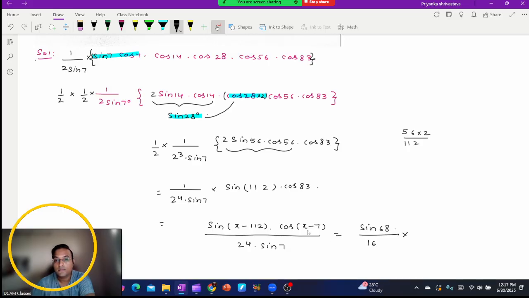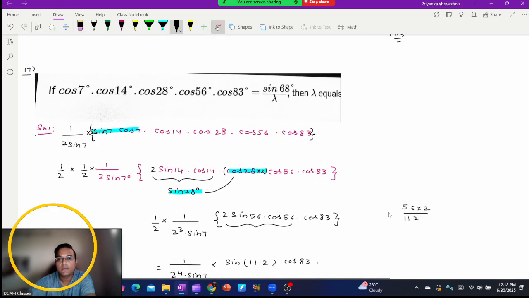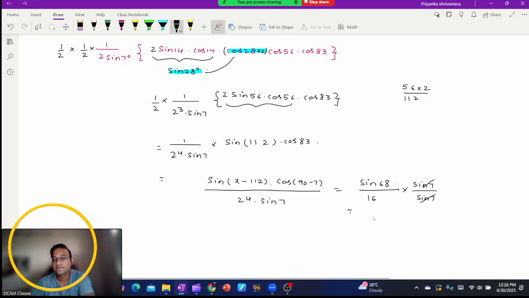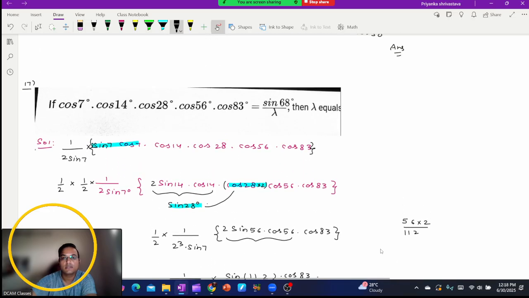Cos of, oh sorry, this is cos of 90 minus 7, which is sin 7. They will cancel, and this answer they have given to be equal to sin 68 by lambda. So sin 68 by lambda they have given, so lambda value is equal to 16. So that should be 16.